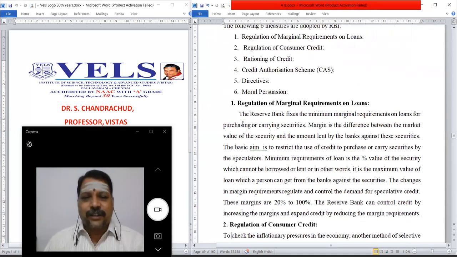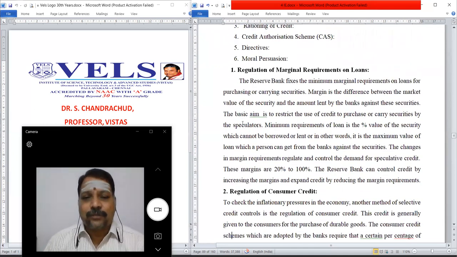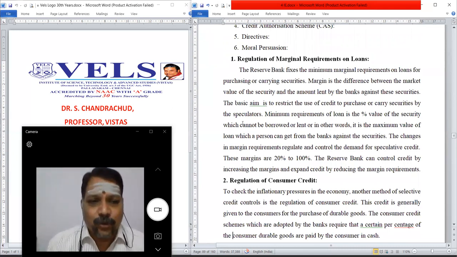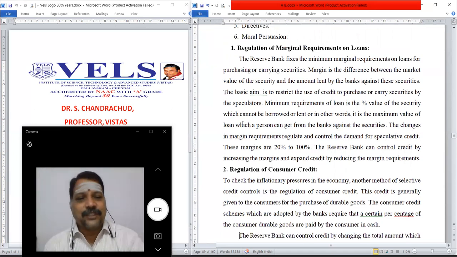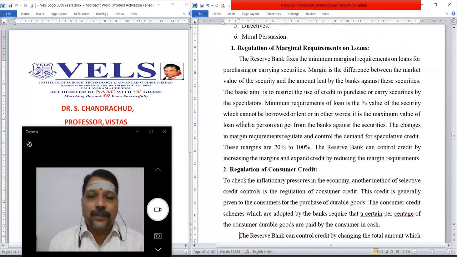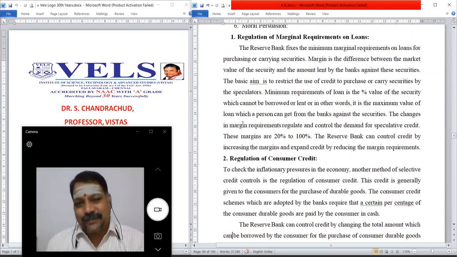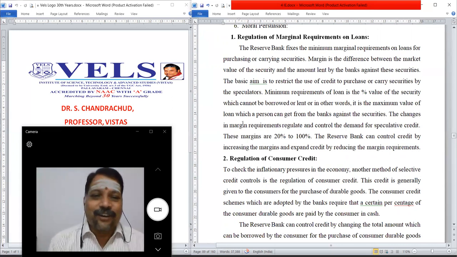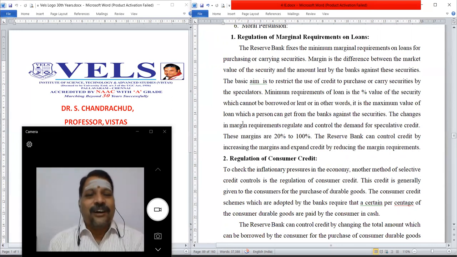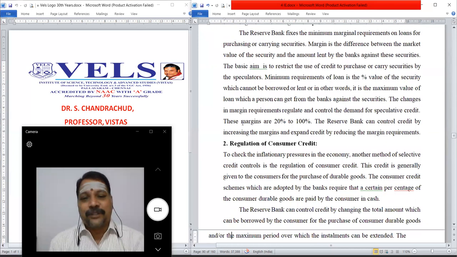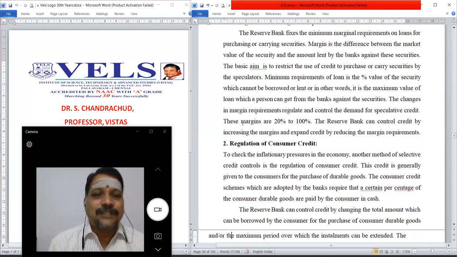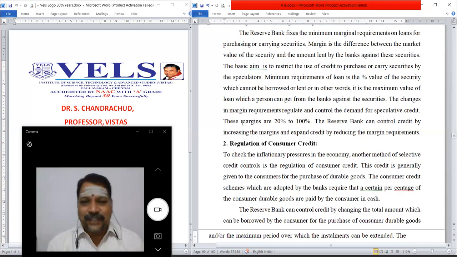The first one is regulation of marginal requirement of loan. The Reserve Bank fixes a minimum marginal requirement on loans for purchasing or carrying securities. Margin is the difference between the market value of security and the amount lent by the bank against these securities. The basic aim is to restrict the use of credit to purchase or carry securities by speculators. The minimum requirement of loan is the percentage value of the security which cannot be borrowed or lent.